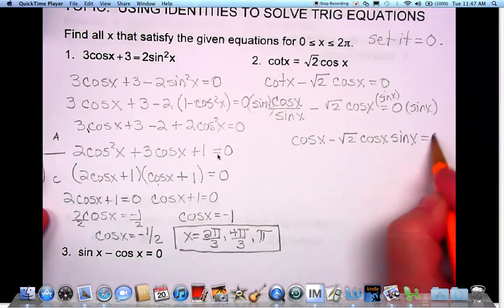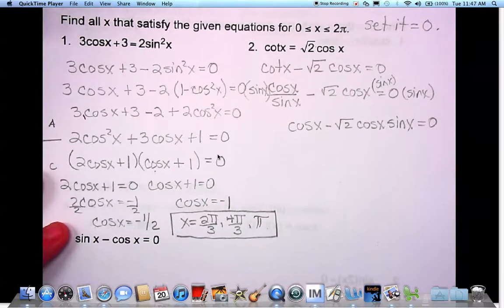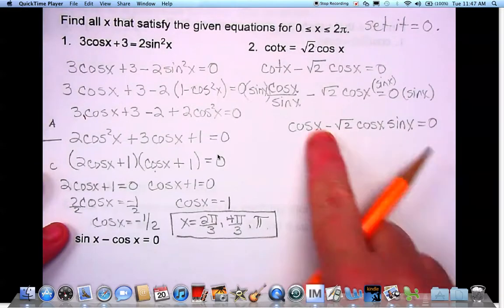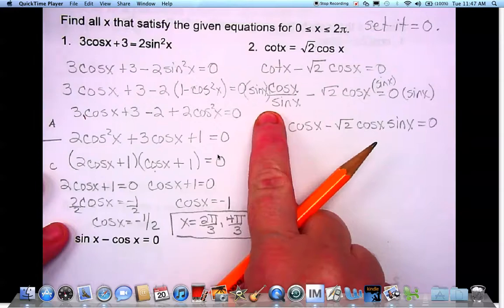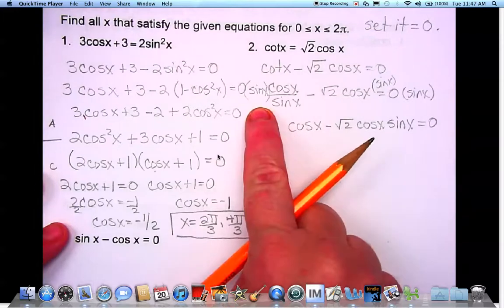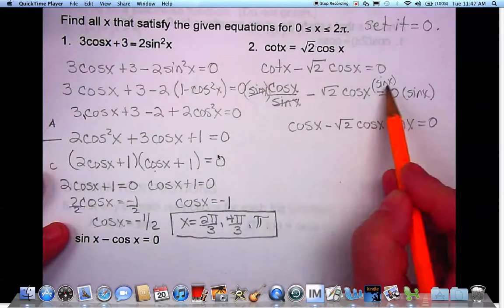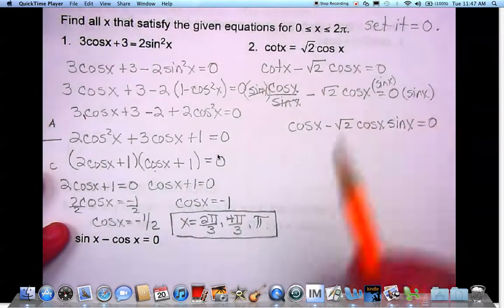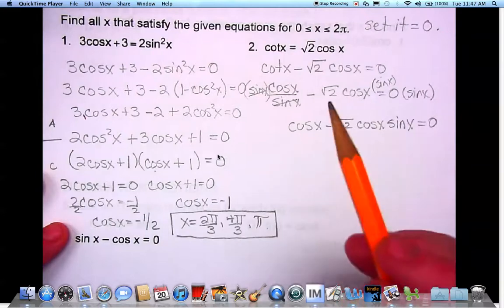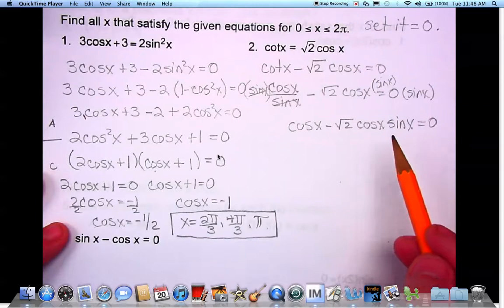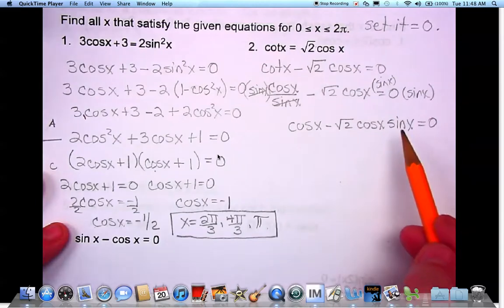Everybody understand where we got this from? Look here. How did we get cosine x? We cancel those, and it's just cosine. Now it's okay to cancel if you add this in. And we wouldn't have had to cancel if we hadn't set it equal to 0 first. Okay, are we all right now? Understand where it all came from?